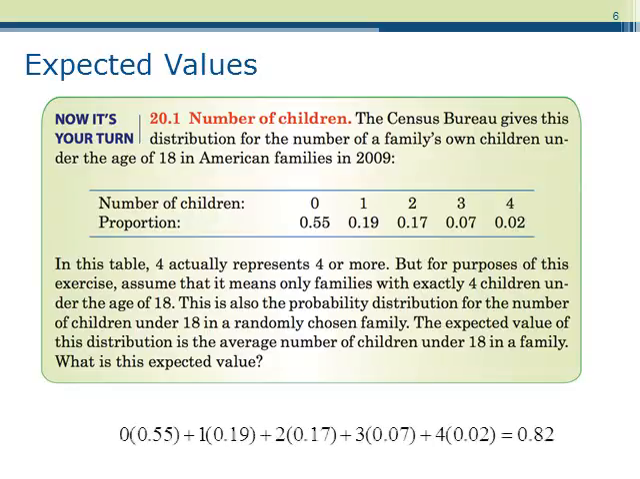Recall, using the definition of expected value, we multiply each observation with its probability and then sum the result. If we do that, we see that the expected value is 0.82.